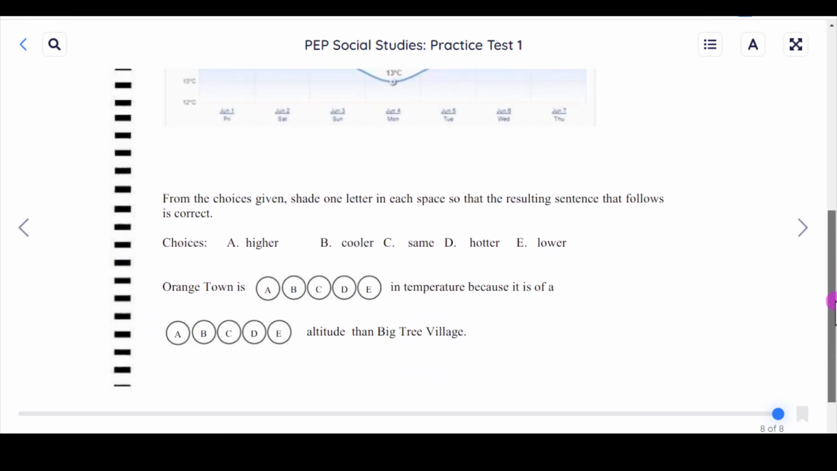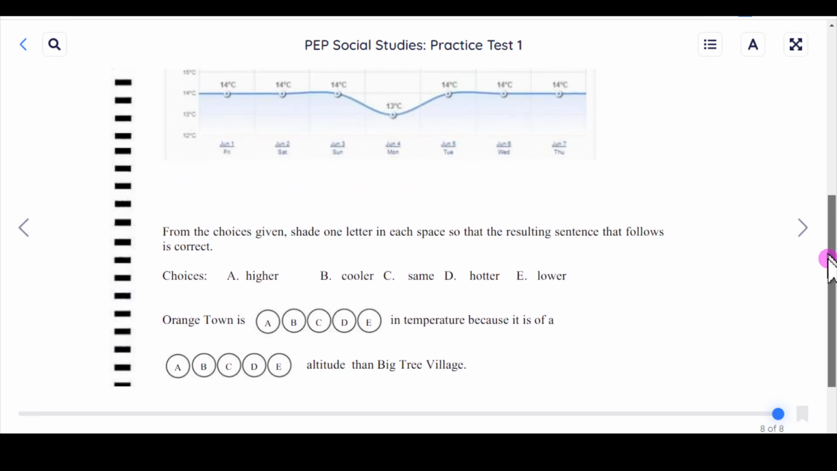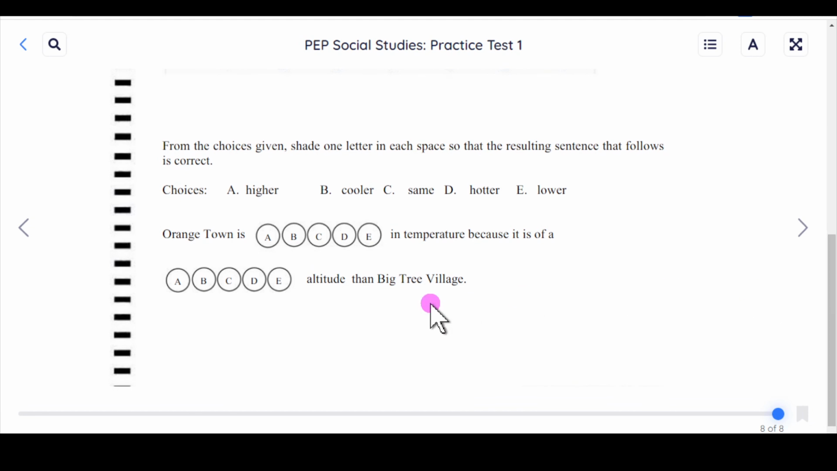So let's go now. It says, from the choices given, shade one letter in each space so that the resulting sentence is correct. So we need to make this sentence correct. Here are our choices: A, higher; B, cooler; C, same; D, hotter; E, lower. Orange Tone is whatever in temperature because of its dash altitude than Big Tree.